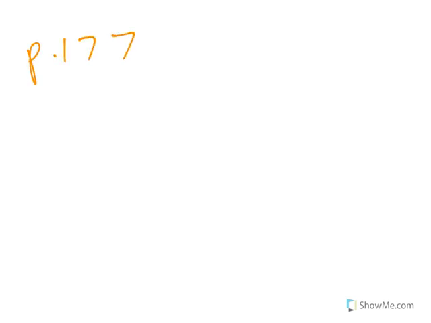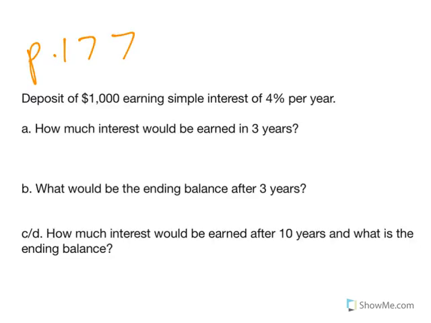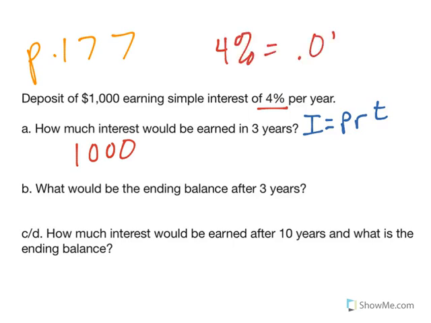So that is where we're going to get our first problems. Okay, the top part of page 177 talks about a deposit of $1,000 earning simple interest of 4% per year. So in part A, how much interest would be earned in 3 years? Well, remember, interest is principal times rate times time. So our principal, the amount we started with, is $1,000. Our rate is 4%. So remember, 4% is the same as 0.04 as a decimal. So we multiply by our decimal, and then T for years.